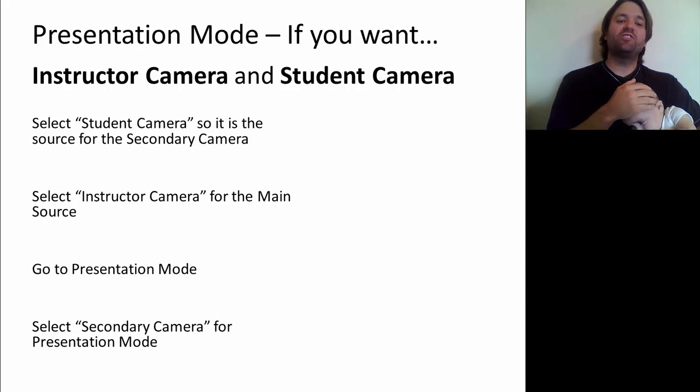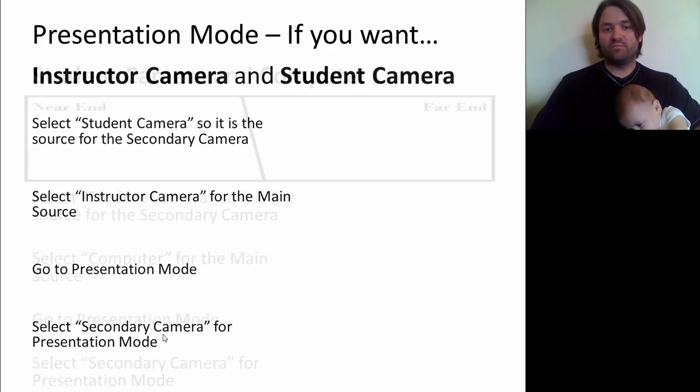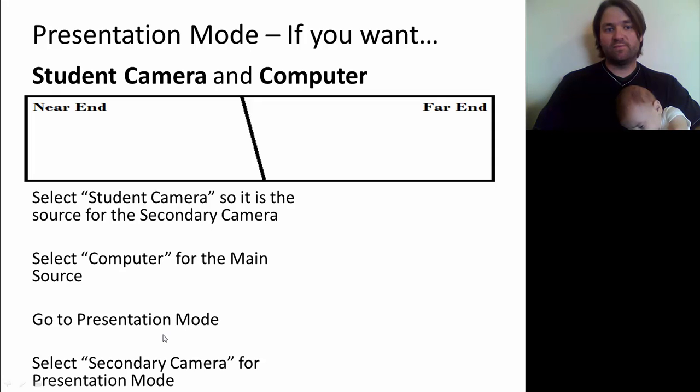Now say that you wanted the instructor camera and the student camera. In this case, you first select the student camera so that it's now assigned to be the secondary camera. Then select the instructor camera, go to presentation mode, and turn on the secondary camera. One more example here. If you wanted the student camera and the computer, select the student camera so it's the secondary source, then select the computer for the main source, then go to presentation mode and select secondary camera for the presentation source.